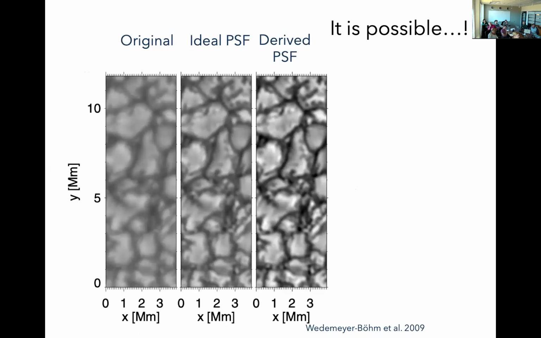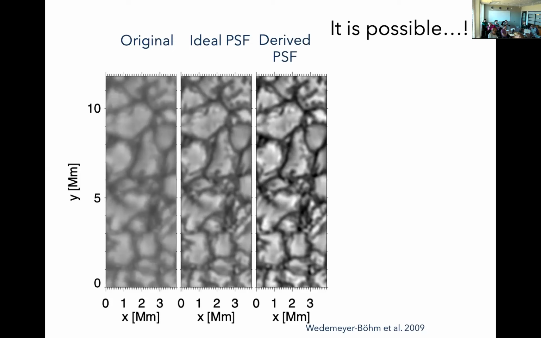And so here, this is now an actual image. So the image on the left there is the granulation as observed. They just used the telescope PSF and deconvolved it. You get the central one. But if you use that fully derived PSF, including all the scattered light contributions, you see an even higher definition image there on the right.